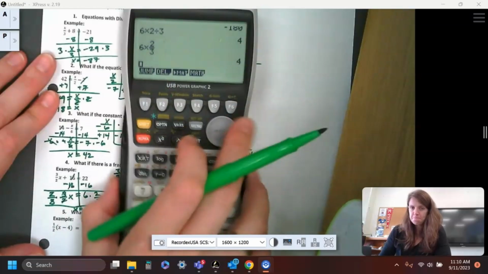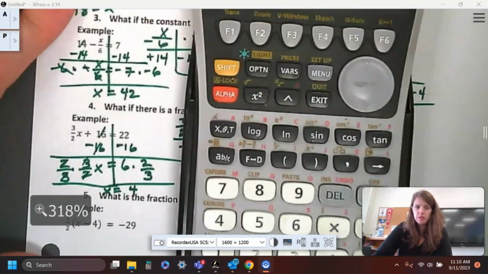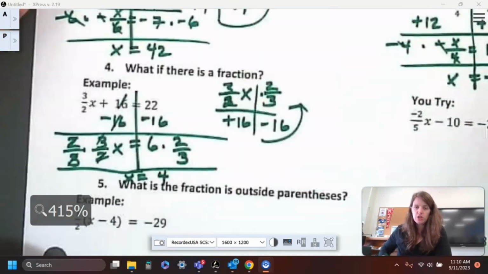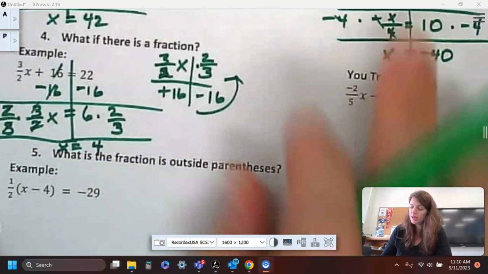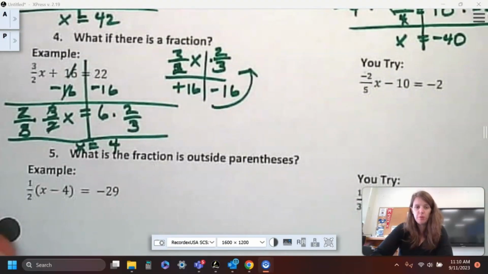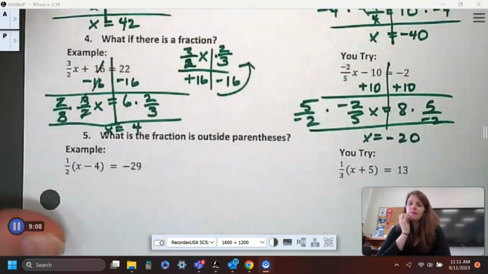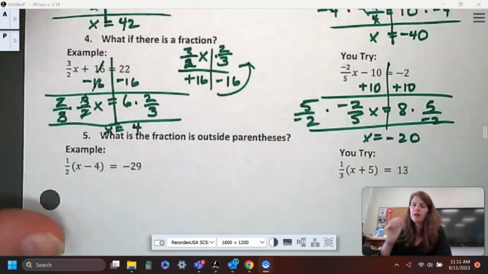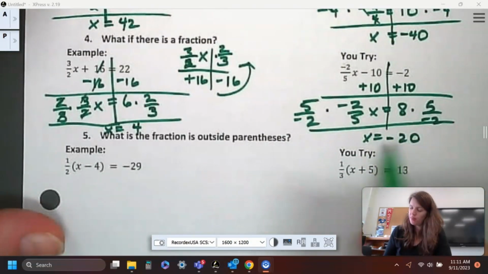All right, so zooming back in a little bit so you can see the problem. You guys are trying the second one on the you try side. So I will pause it and then you'll check your answer. All right, and the answer should be negative 20 when you got that one, okay?